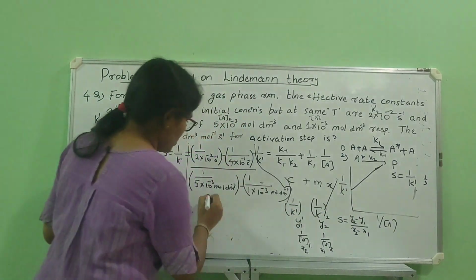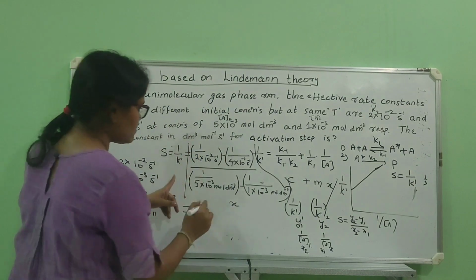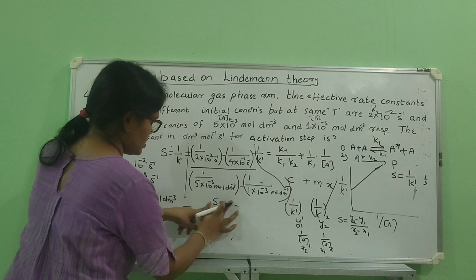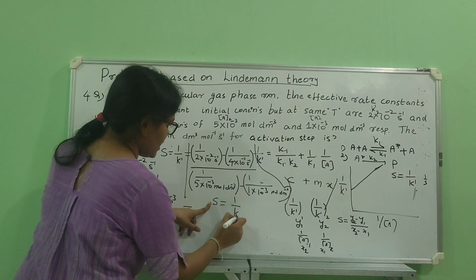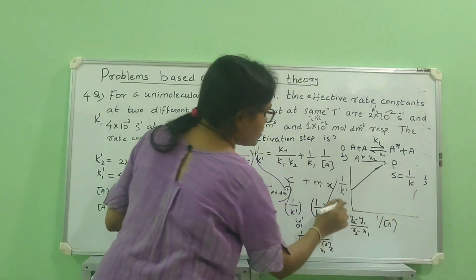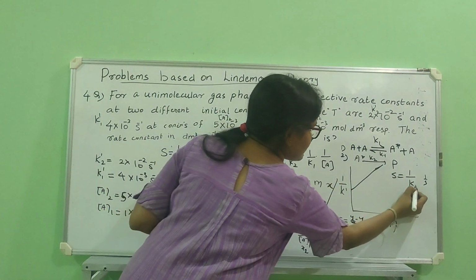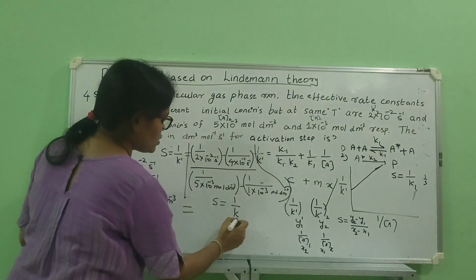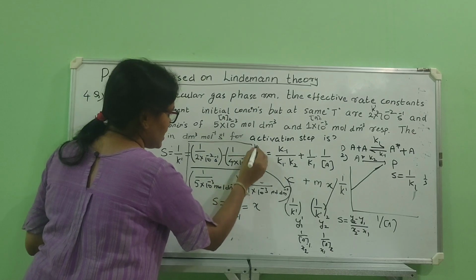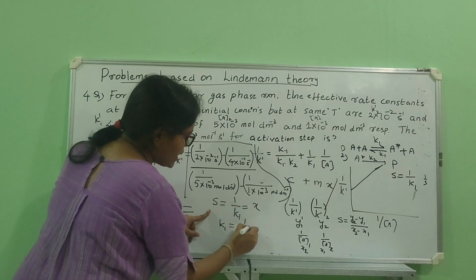So when you get this value, you need to solve it by yourself. Okay, suppose we got this as x. Slope is 1 by k1. Okay, this is 1 by k1, not k dash. Slope is 1 by k1. Suppose it is x. If you get x after solving this, then k1 will be 1 by x.